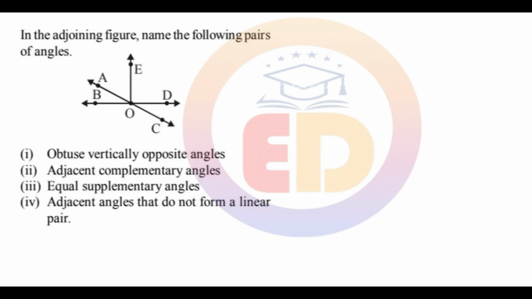Next, equal supplementary angles. Now supplementary angles we know are two angles whose sum is 180, but equal supplementary angles means that both the supplementary angles should be equal, and that is possible only when both the angles are 90 degrees. So the two supplementary angles should be each 90 degrees so that their sum is 180. So here we have to find out two angles, both of which should be 90 degrees.